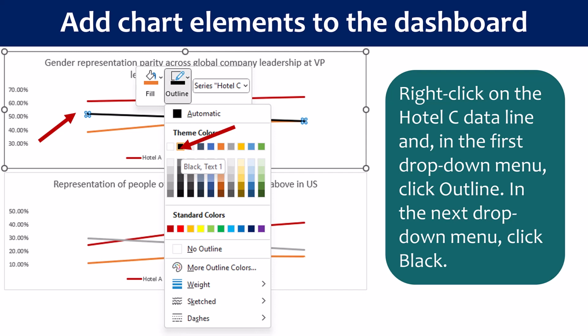Mac users, again, remember that Outline is not an option in the right-click menu. Instead, right-click on the Hotel C data line and select Format Data Series. In the Format Data Series pane, click on the Fill and Line icon on the top left. Under the Line options, click the Color drop-down menu and select Black.